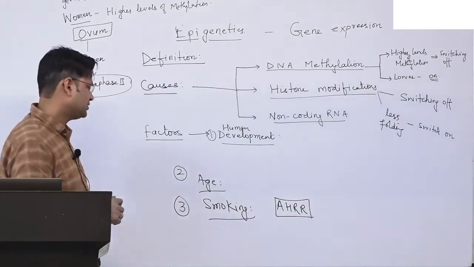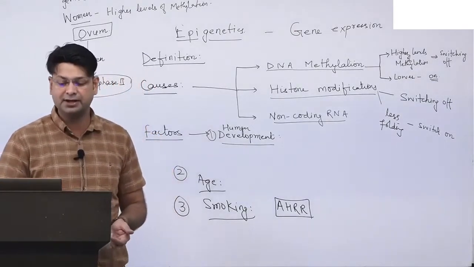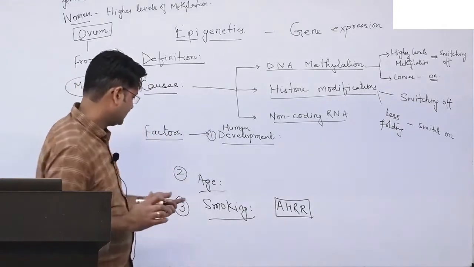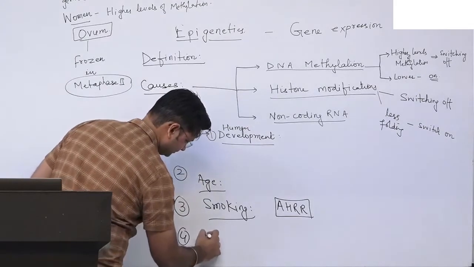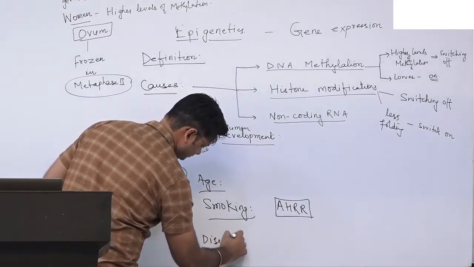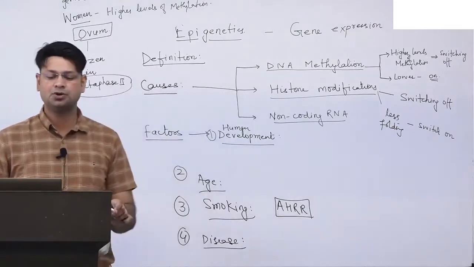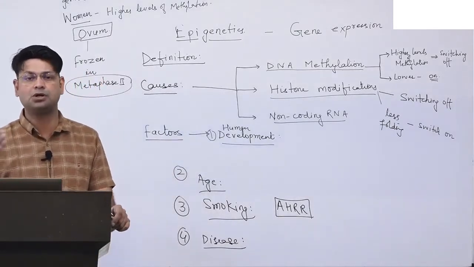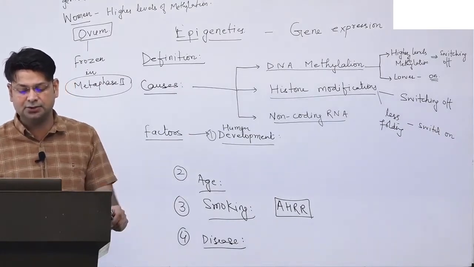Then there can be certain infections that can alter the expression of a gene. For example, the fourth factor is disease. Which disease? TB, tuberculosis, right? It can also alter the expression of any particular gene.